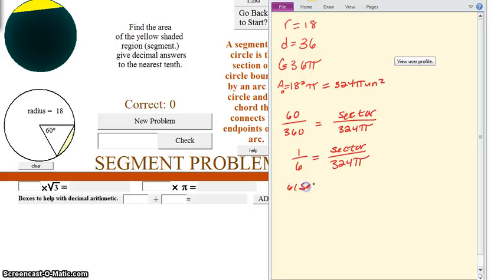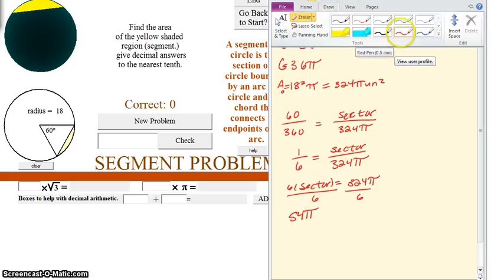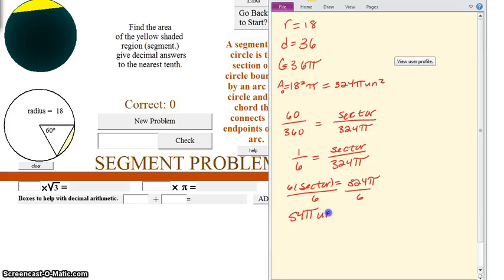6 times the sector equals the area of the circle times 1. So the area of the sector is 54 pi. And these are units squared. At this point, if you're not squaring your units, I don't know what to do. You really have to be squaring your units. 54 pi units squared. These are area units.